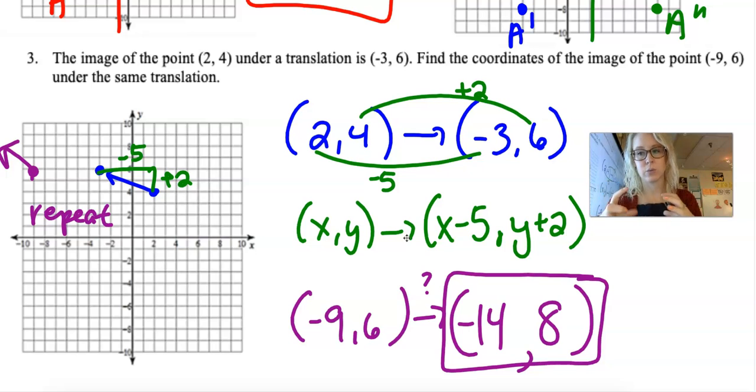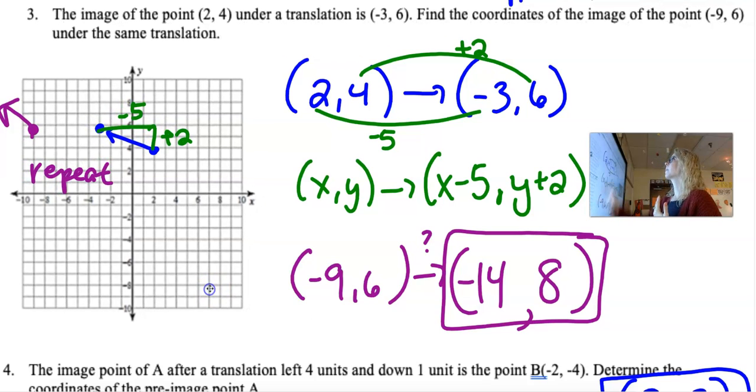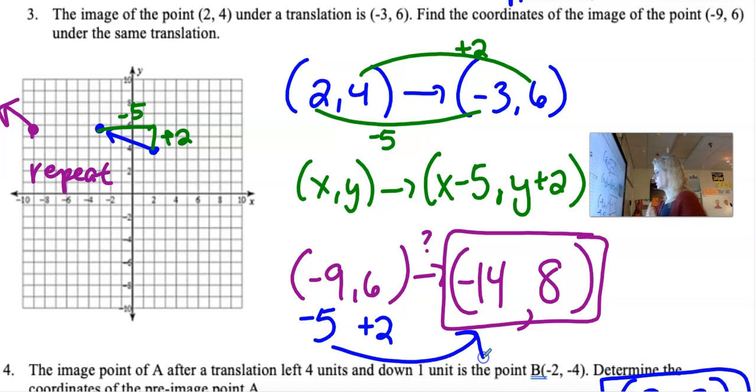So now I'm going to take that rule and repeat it for a new point, which was (-9, 6). If I take the point (-9, 6) and I subtract 5 from x and add 2 to y, I would get the number negative 14 and the number positive 8. The graph didn't really help because it kind of went off the graph, but you can just think, if you're starting at negative 9 and you go to the left 5, you're getting more negative, so negative 14. And then if you start at 6 and go up 2, you're going to get 8. Okay? So that's a way you can figure that problem out.